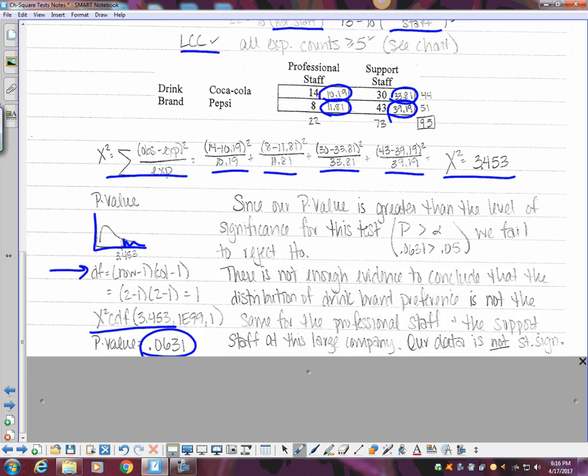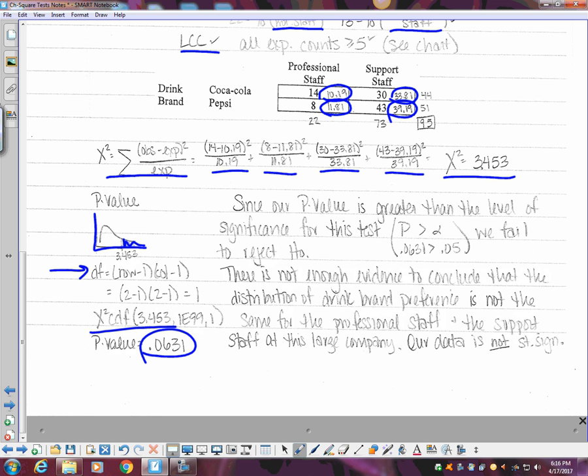So since this p-value is greater than the level of significance for this test, we fail to reject H sub O. There is not enough evidence to conclude, and then you go get your H sub A. There's not enough evidence to conclude that the distribution of drink brand preference is not the same for the professional staff and the support staff at this large company. Our data is not statistically significant.